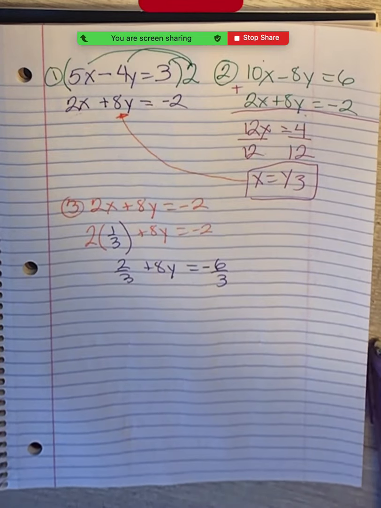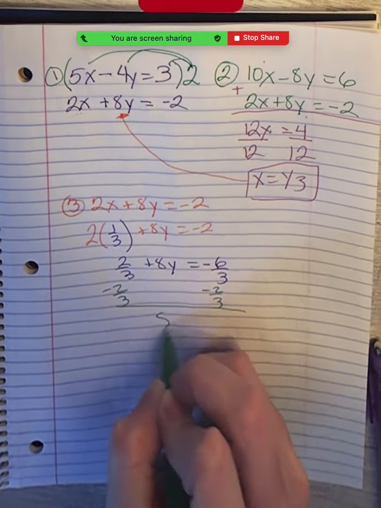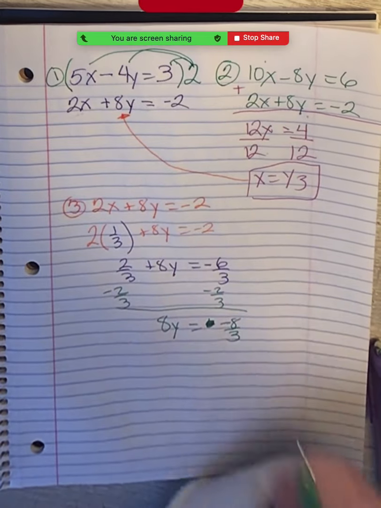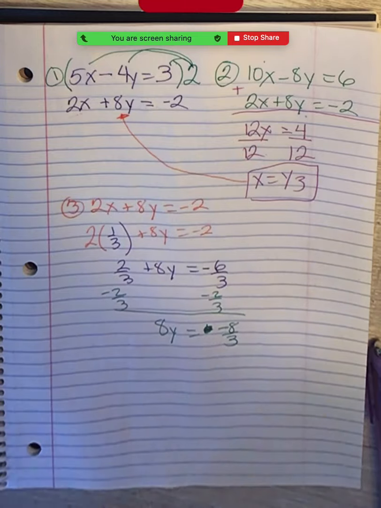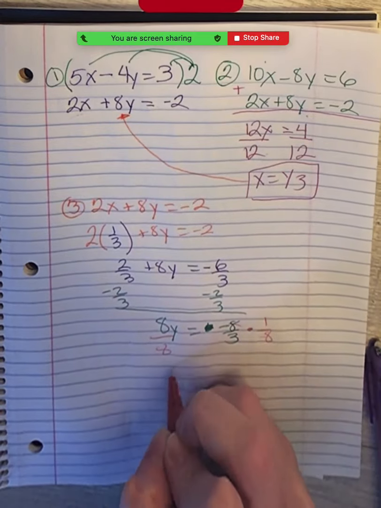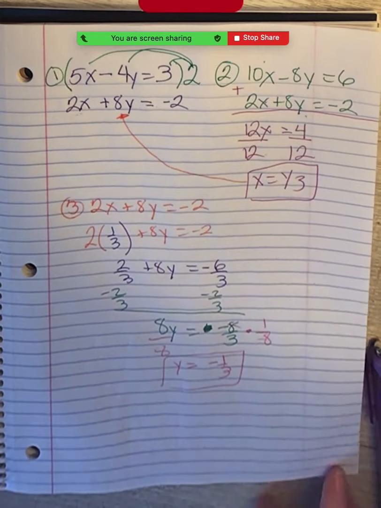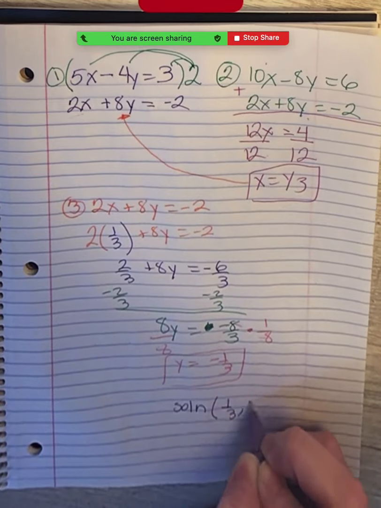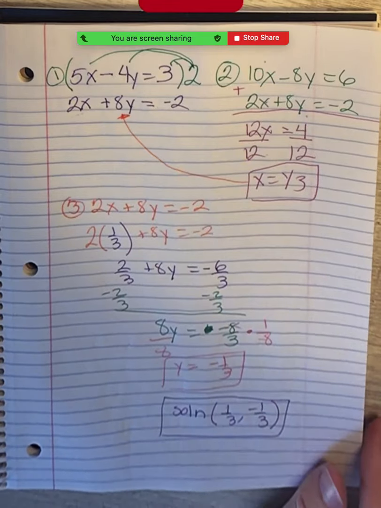Okay? Then I subtract 2/3 from both sides. So I get 8y equals -8/3. And solve for y, divide by 8, which is multiplying by 1/8. So I get that y is -1/3. So the solution is 1/3, -1/3 as an ordered pair.